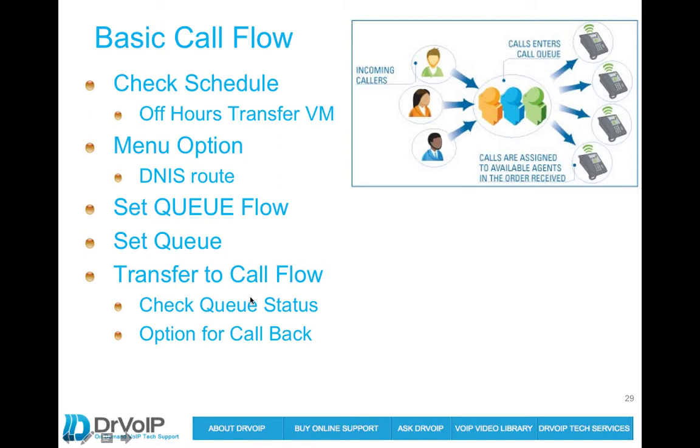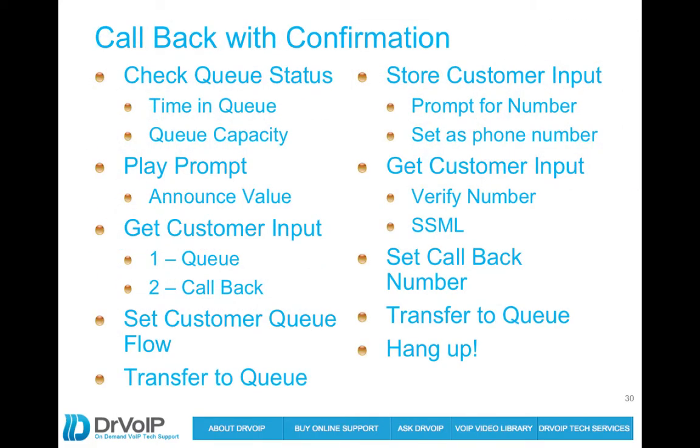First, it's going to check the queue status, then it's going to offer them the option for a callback. So the steps that we do in there, we'll log in and take a look at the actual call flow, but let me walk you through the actual pieces we're going to use. We've got the first, check queue status.